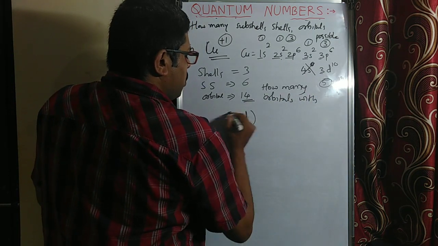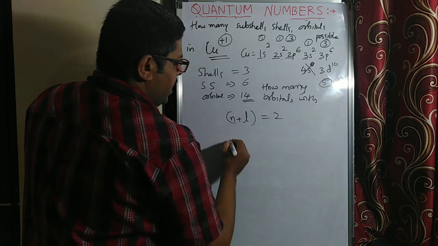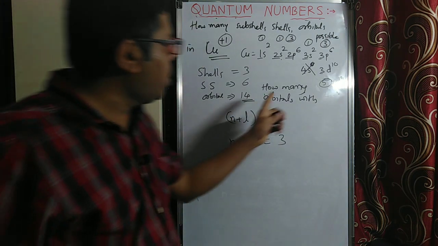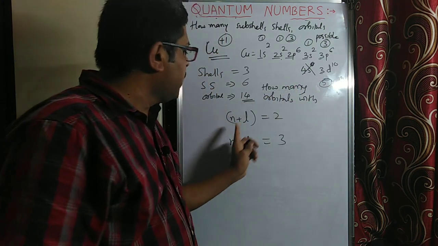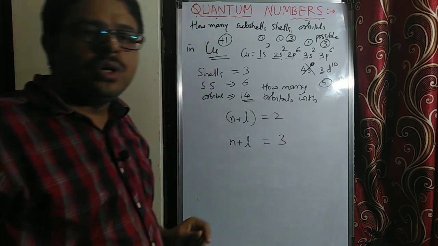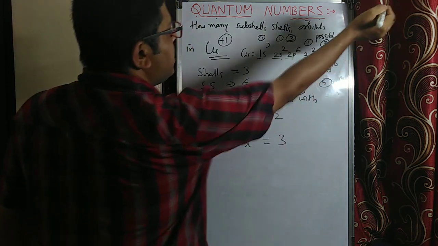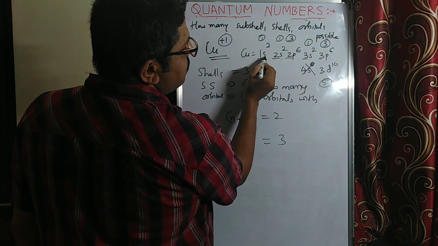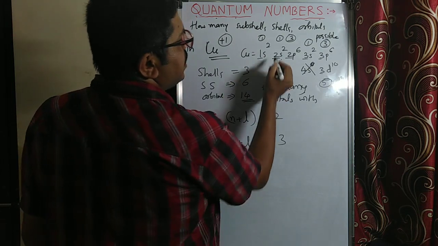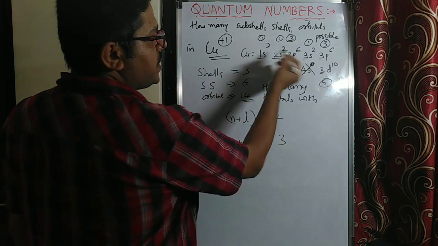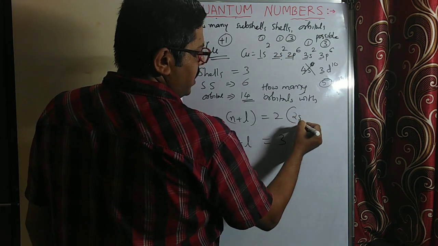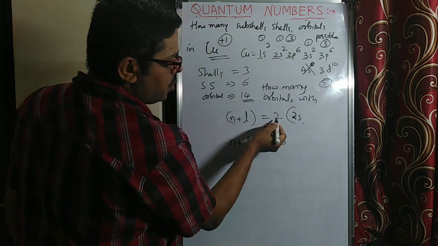n plus l equal to 2? Maybe n plus l equal to 3, like that. How many orbitals with n plus l equal to 2, n plus l equal to 3? Now you can see. n plus l equal to 2 means 1 plus 0; 1s is 0, it is not the answer. 2 plus 0 equals 2. Right? So 2s is possible with n plus l equal to 2.